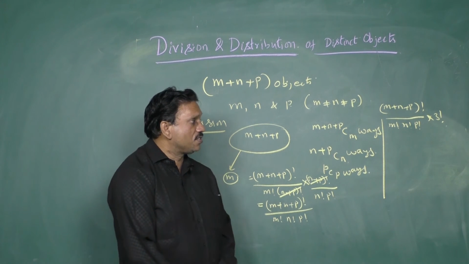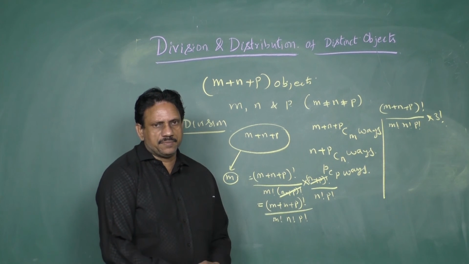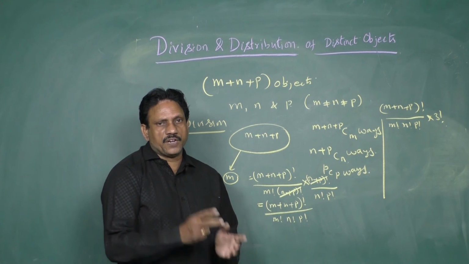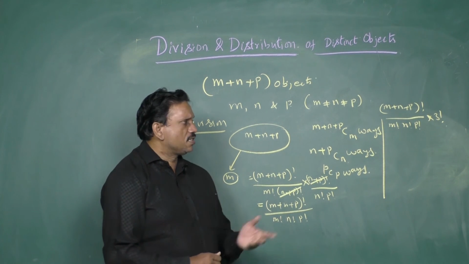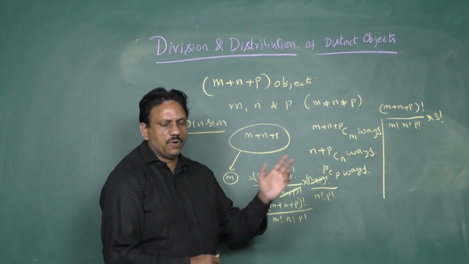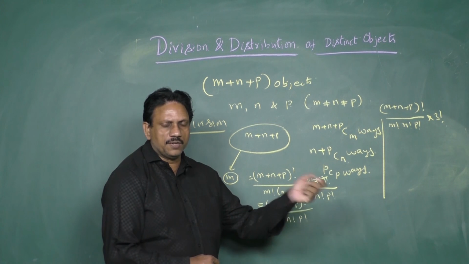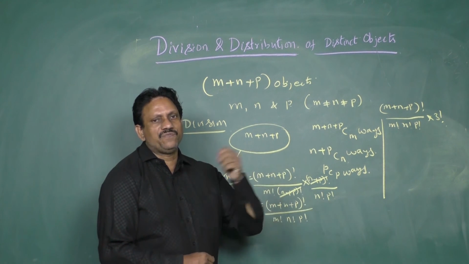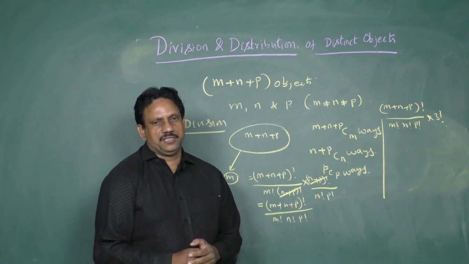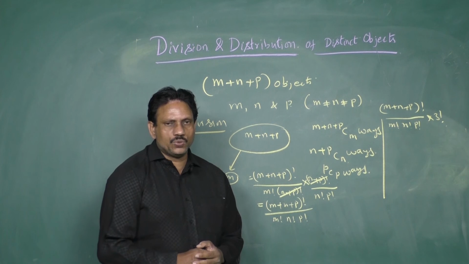You can generalize this theorem. If you go for n packets, x1, x2, x3 up to xn, and you have to distribute them to n persons, this can be done in x1 plus x2 plus x3 plus up to xn whole factorial by x1 factorial, x2 factorial and so on up to xn factorial, into n factorial, because we are distributing among n persons. So you can generalize this. It is very easy to understand.